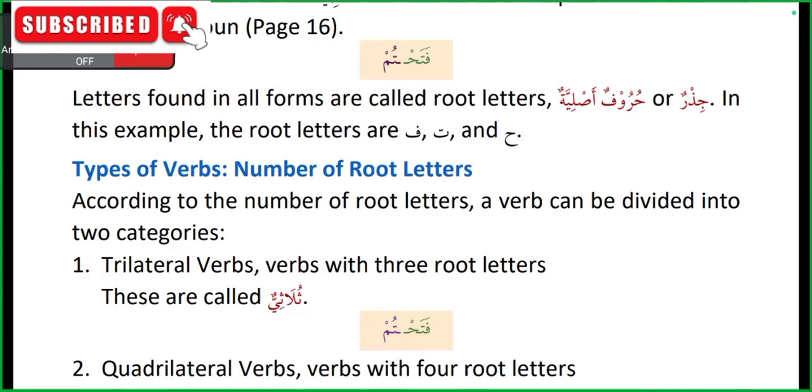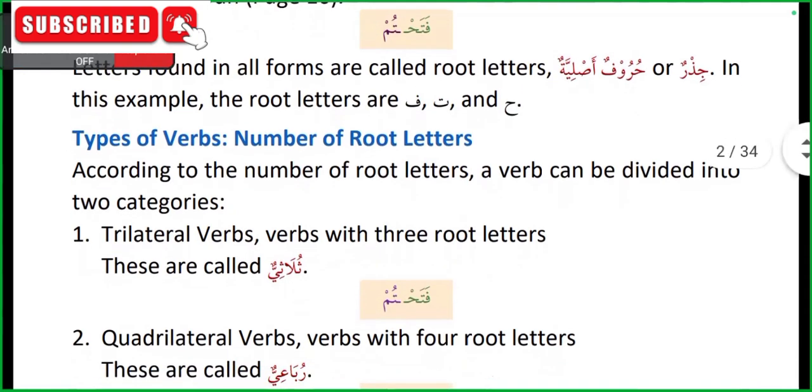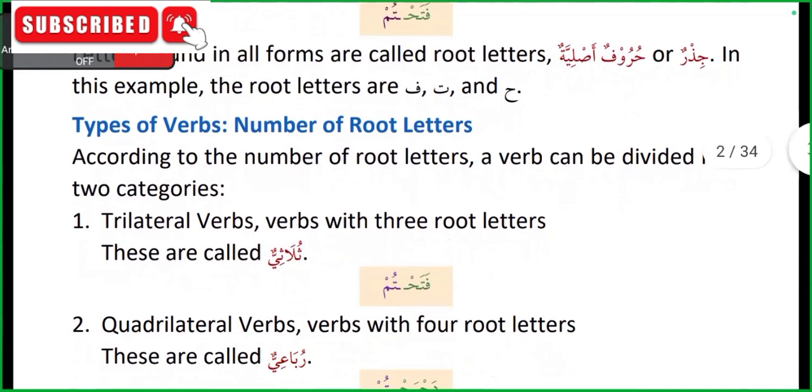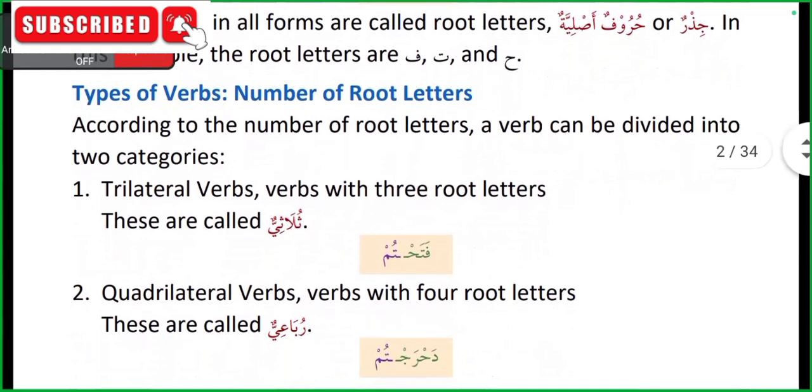Types of verbs, number of root letters. According to the number of root letters, a verb can be divided into 2 categories. The first one is sulasi. Sulasi is the trilateral verbs with 3 root letters. They are called sulasi. For example, fatahtum. And then the second one is the quadrilateral verbs with 4 root letters. These are called ruba'i.